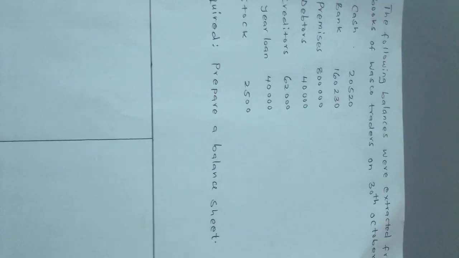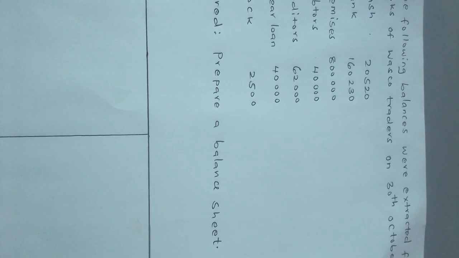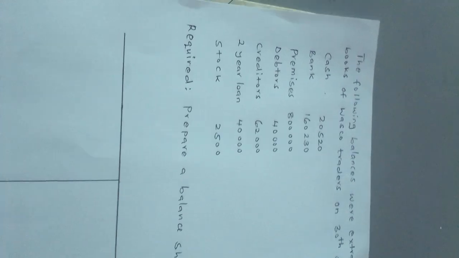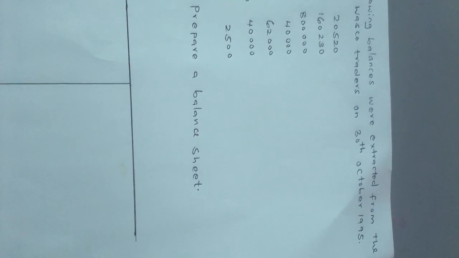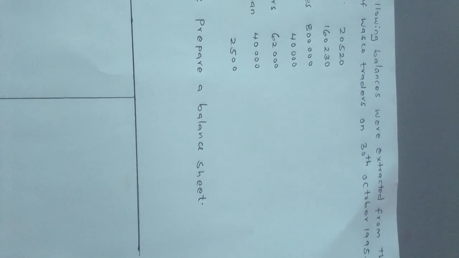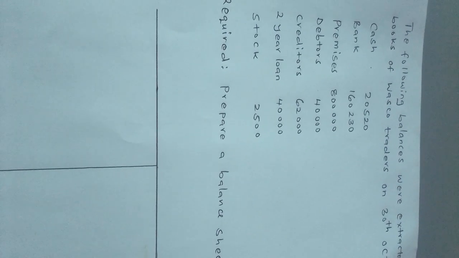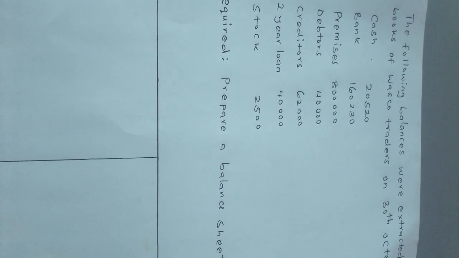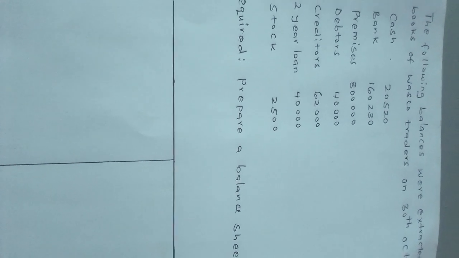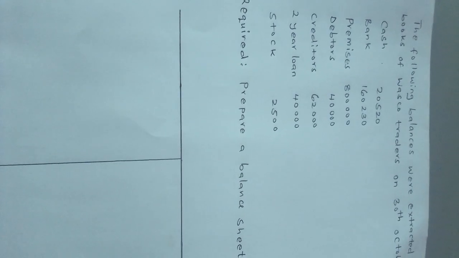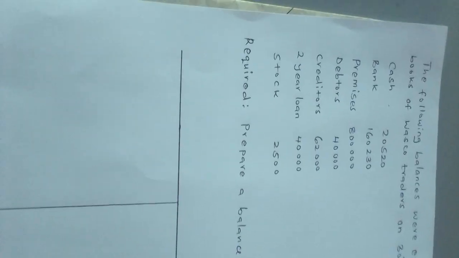Today I'm going to talk on how you can make a balance sheet. For instance, the following balances were extracted from the books of Wasco Traders on 30th October 1995. Cash, we have 20,520, bank 160,230, premises 800,000, debtors 40,000, creditors 62,000, 2-year loan 40,000, stock we have 2,500. So required, prepare a balance sheet.